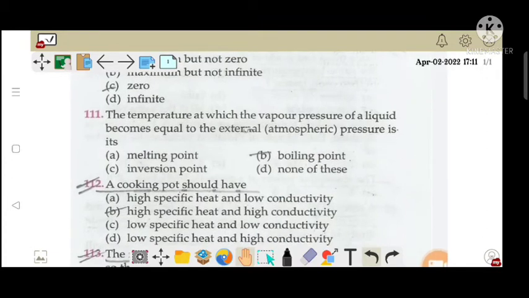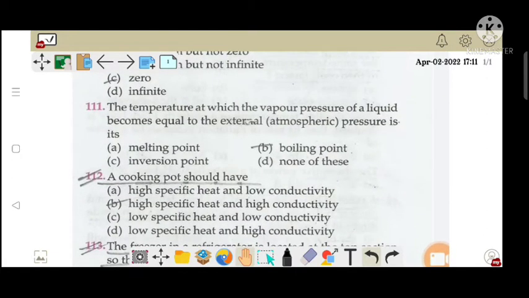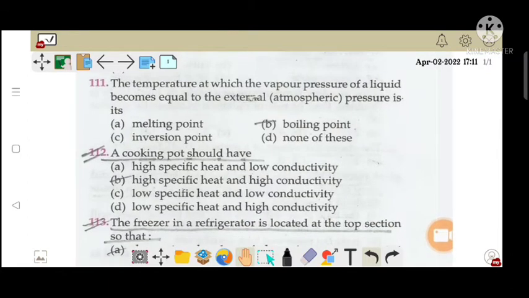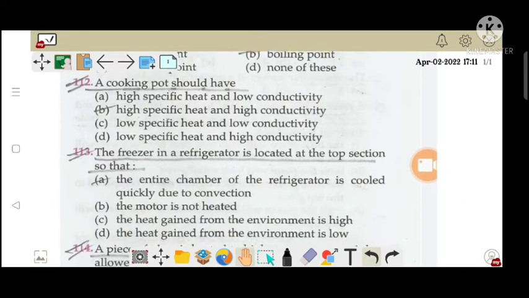The temperature at which the vapor pressure of a liquid becomes equal to the external pressure is the boiling point. A cooking pot should have a high specific heat and high conductivity.